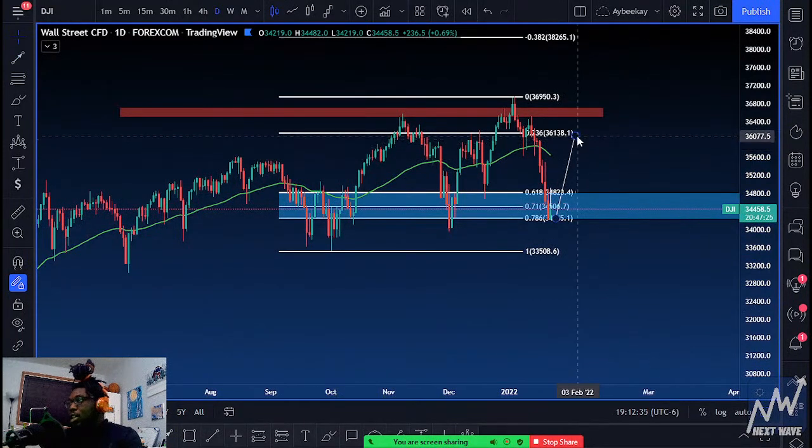But that's not what I'm talking about this week. I'm talking about price going bullish this week. So we'll see what goes on with US 30 for sure.